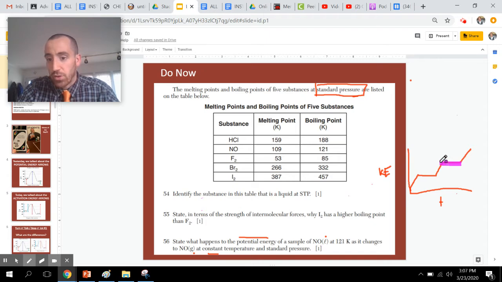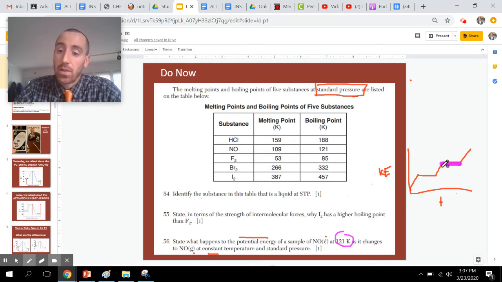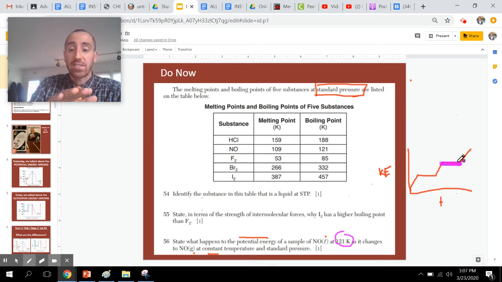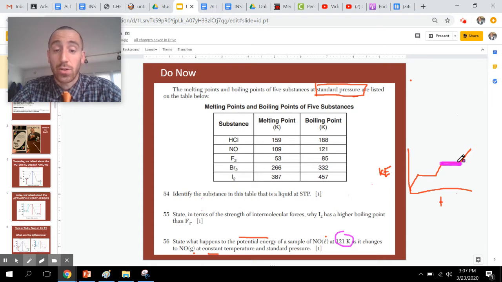Notice that here at this point, my temperature would be, according to the question, 121 Kelvin. And as time passes, it stays at 121. The temperature is still the same. On this side of the line, the temperature is 121, and it doesn't change over to this side. Temperature is constant. That's what the question is saying. Well, what happens to potential energy? If it's a liquid turning to a gas, on the line here, kinetic energy stays constant and potential energy increases. For number 56, to get it right, you would have to say that potential energy is increasing.